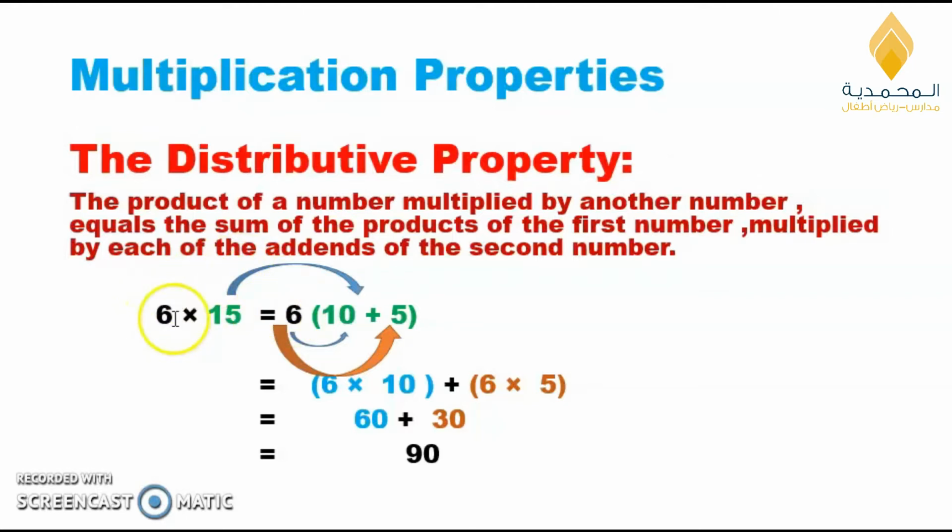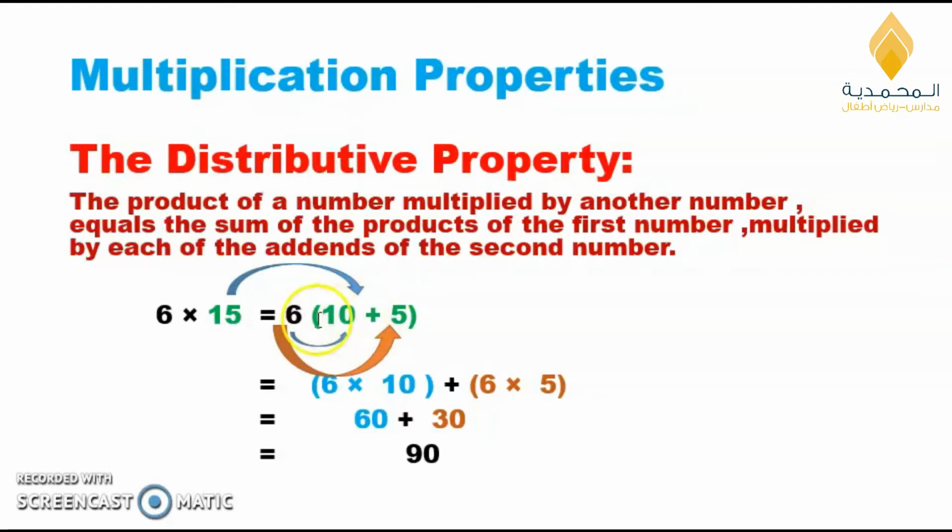So again, I put the 6 here as it is. Don't change anything with it. Then break the 15 down into 10 plus 5, because 10 plus 5 is equal to 15. Now, this side equals this side. How? We're going to solve this and check our answer.